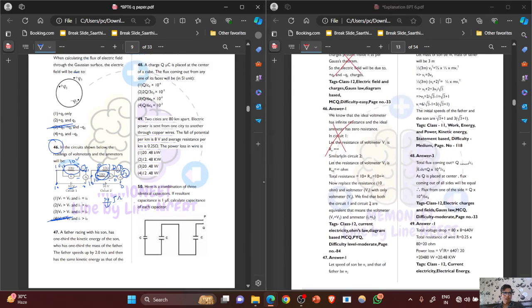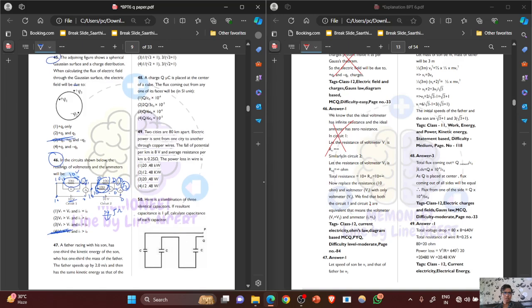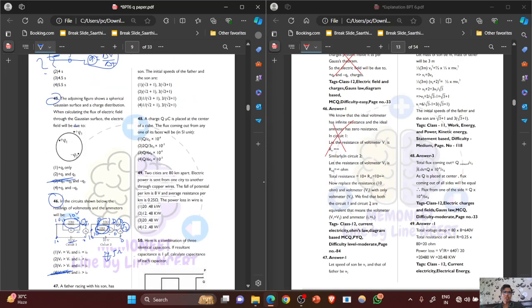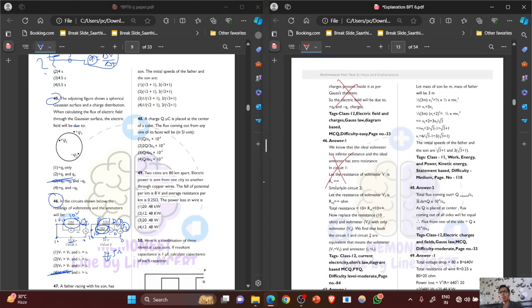47. A father has one third of the kinetic energy of the son, who has one third of the mass of the father. If the father's speed is increased, he has the same kinetic energy as the son. The initial speeds of the father and son are v1 and v2, and let the masses be m1 and m2. What is it asking?